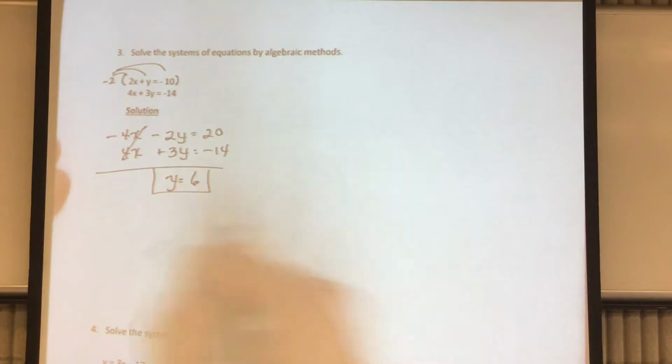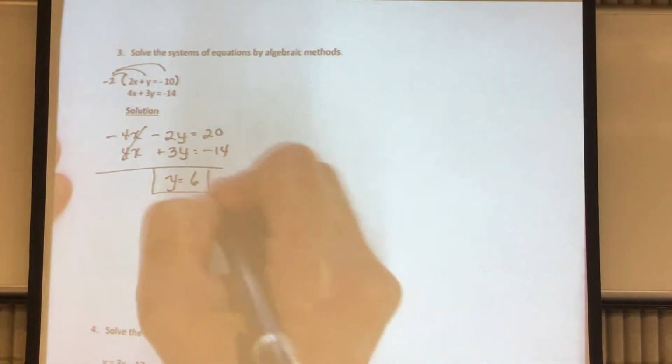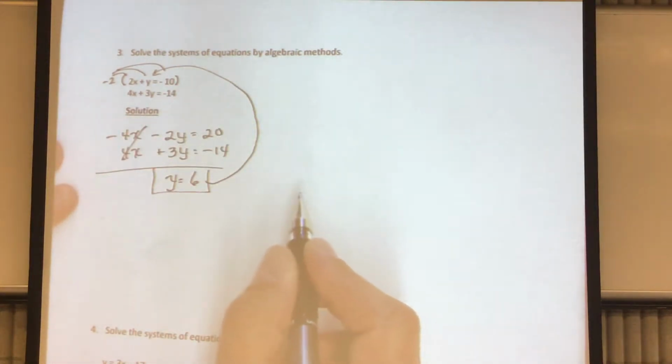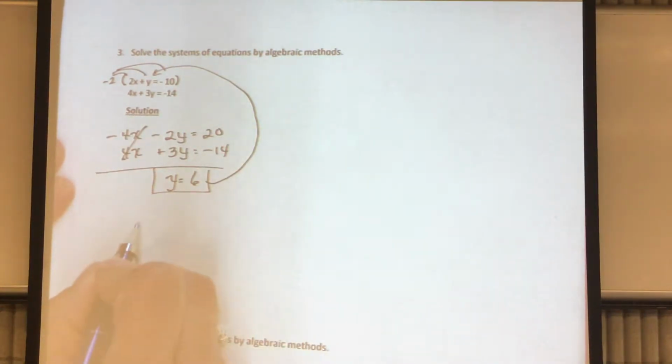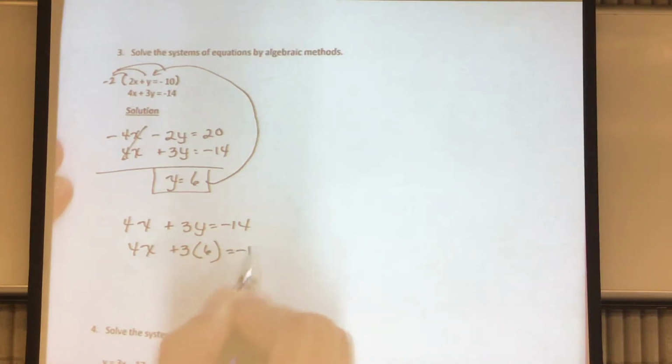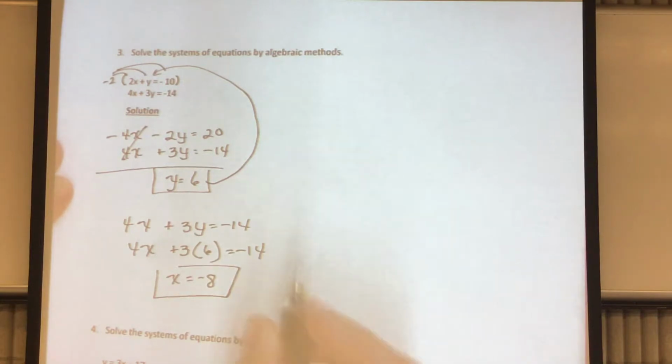So once we solve for y, we substitute this 6 back into either equation, and I'm going to substitute it into the second equation. So I have 4x plus 3y equals negative 14. So 4x plus 3 times 6 is equal to negative 14. And solving for x, I have x is equal to negative 8. And this is my solution, negative 8 and 6.